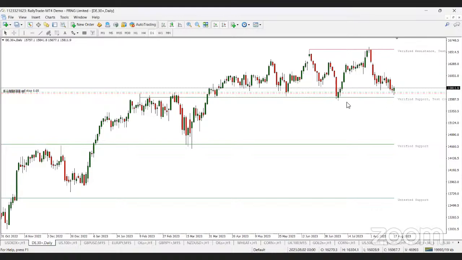But it has approached this verified support zone. It's not yet at the verified level, but it's already at the zone, and around this zone, retracement is expected. You understand? Retracement is expected around this zone, and you will notice that it has ranged between this resistance and support zone. Right now, it can do one of two things.